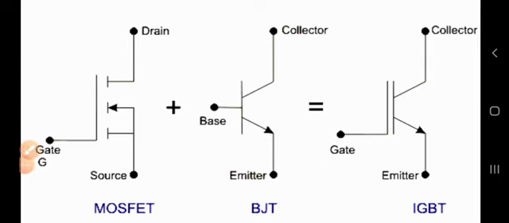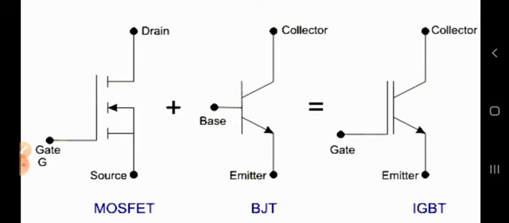Hello students, today we'll go to the next point, that is the power IGBT. In the previous classes we have discussed the MOSFET and BJT, and now we are moving to the IGBT. So what is a power IGBT, and what is the meaning, working and structure of this?